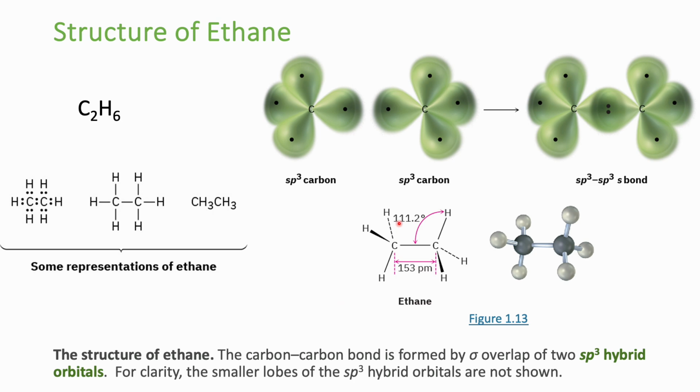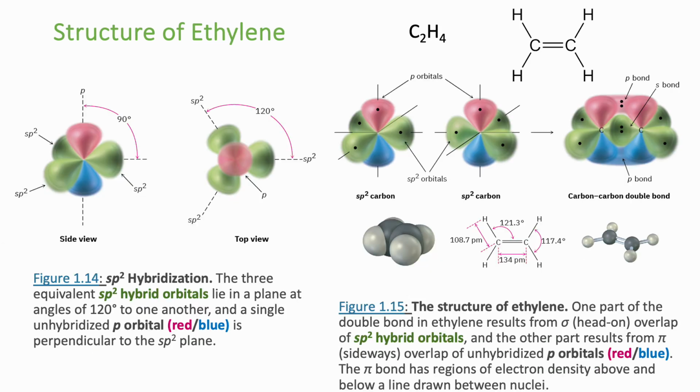But here this is showing you two sp3 hybrid orbitals overlapping, the carbon and carbon, and this forms a sigma bond. And again, we're always focusing on the bigger lobe of the sp3 hybrid orbital, and the smaller lobes are just not shown, just so that it's not a big mess and it's more clear to you.